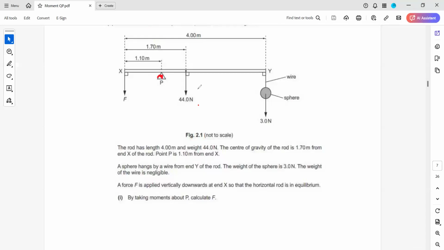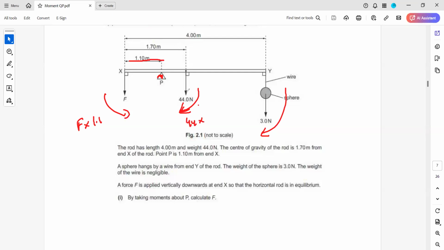So this is a point of rotation. Which direction will this cause a rotation? Clockwise. And which direction will this cause a rotation? Anti-clockwise. And whenever we are solving a question, we consider it is in equilibrium. So the total clockwise and anti-clockwise moments or turning effects will be balanced. So this is F, the force F is there, and we always take a distance from the pivot. So what is the distance from the pivot? It is 1.1. This is the force is 44.